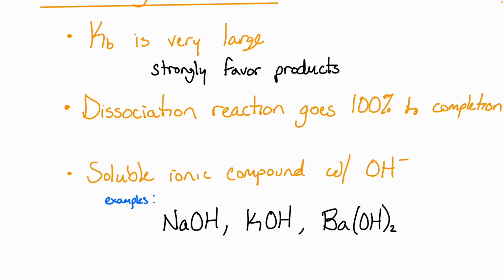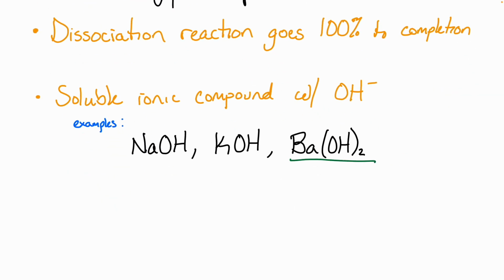All right, since barium's got a +2 charge, there has to be 2 of those hydroxide ions. So we're just going to note this will dissociate into 2 OHs.